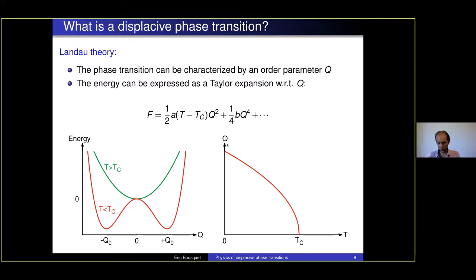And if you plot it, you find that beyond the critical temperature, Q is equal to 0, the minimum of the energy at 0. Then it becomes possible to be non-zero for lowering of the energy. And Q0 evolves as a square root with respect to the temperature. It's basically what is observed experimentally for the evolution of the order parameter. We're going to see how we define this order parameter in the following.